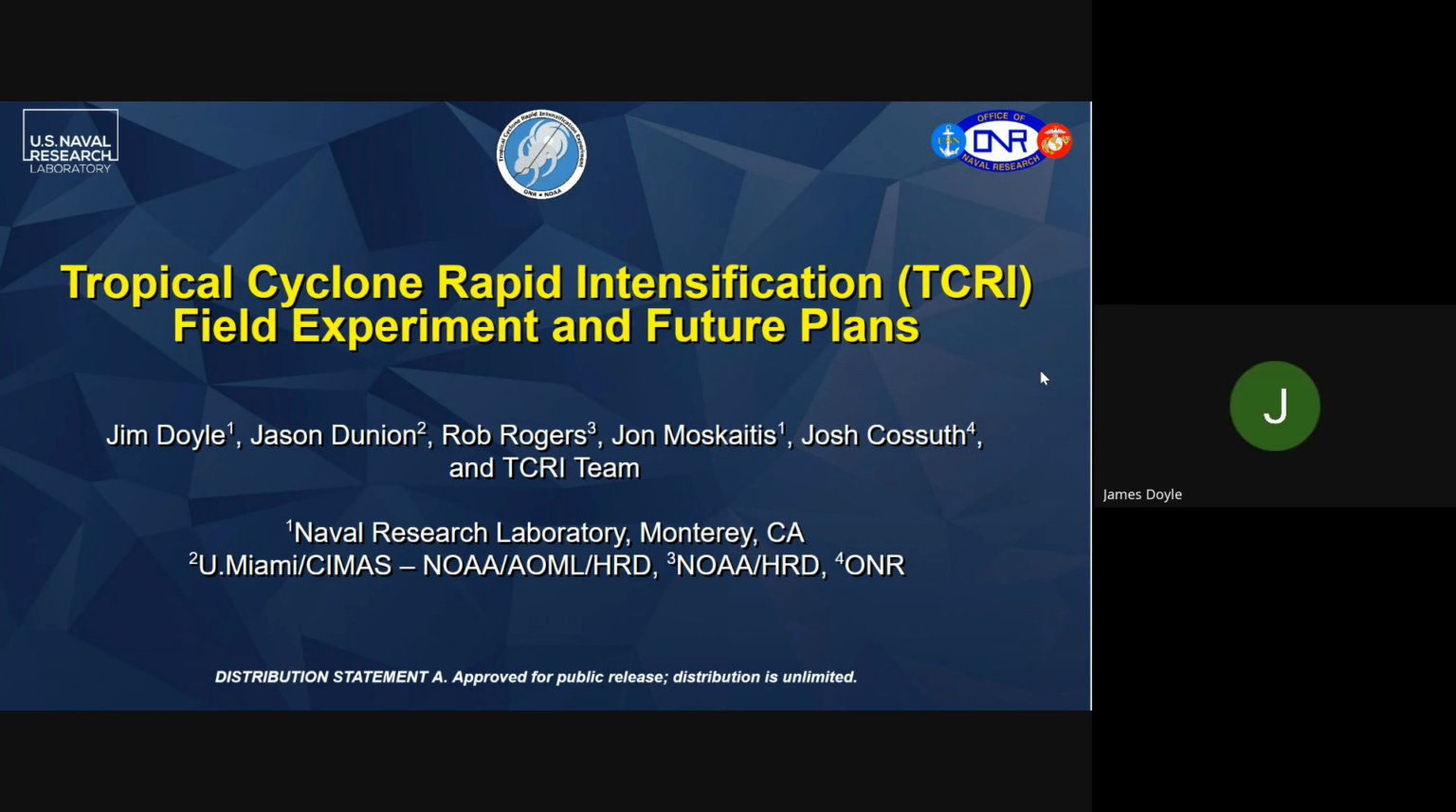Okay, thanks, Joe. So I'd like to acknowledge my co-authors, Jason Dunion, Rob Rogers, John Moskaitis, and Josh Hoshuth, who's at ONR, as well as the TCRI team. So this is an overview of the Tropical Cyclone Rapid Intensification Program that we've had the last several years working with ONR and HRD. Next, please.